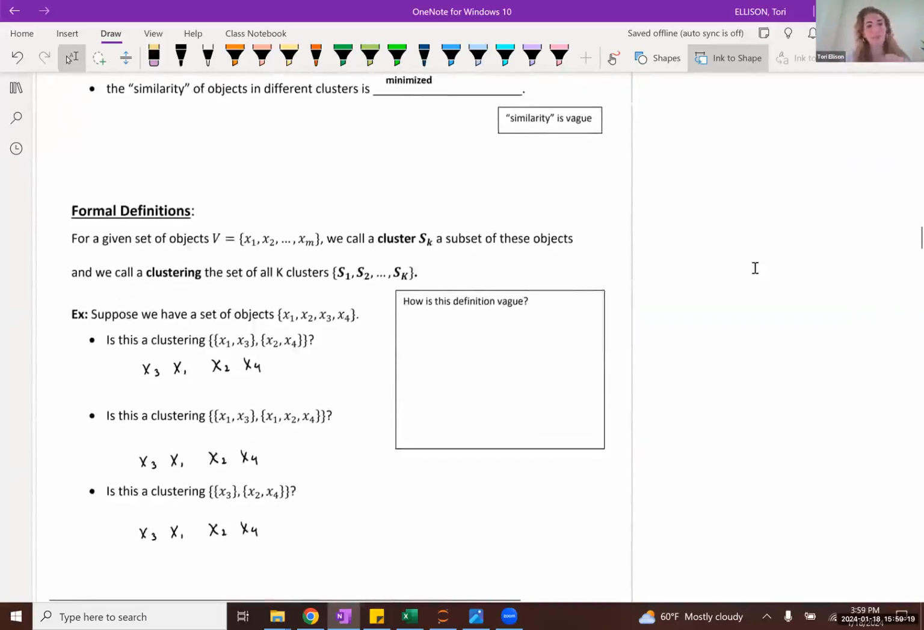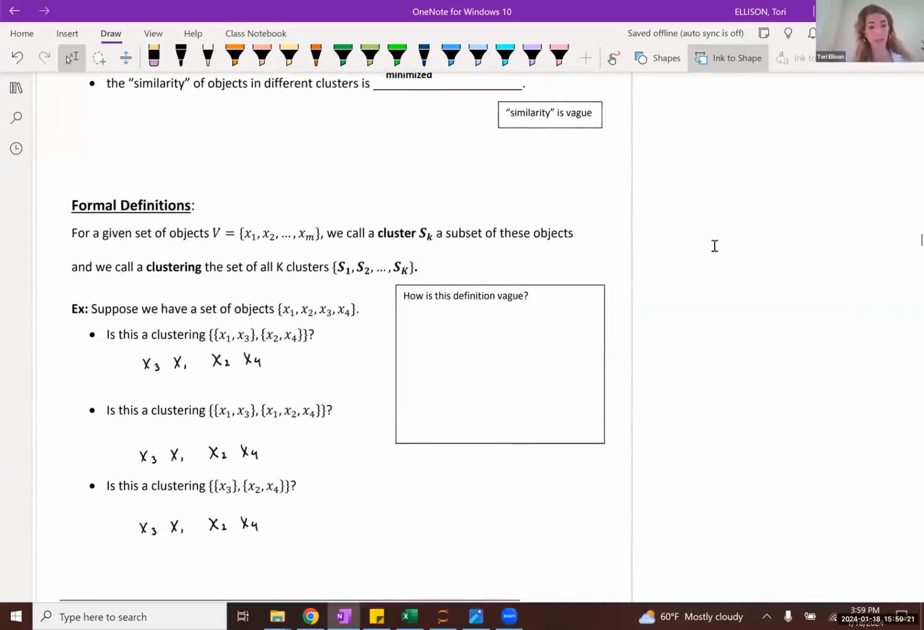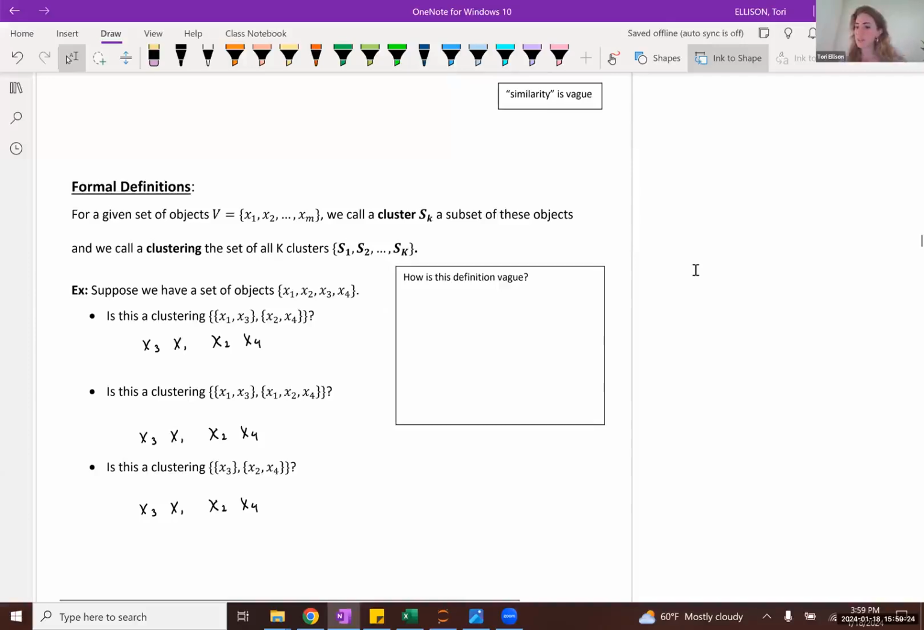Okay, so I want to give a formal definition of what we call a cluster and a clustering. And again, I'm going to be giving you some vague definitions here as well. For a given set of objects, we call a cluster a subset of these objects, basically. And a clustering is simply a set of clusters that we have created. So we want to think about how this definition might be vague. Let's think about this set of subsets that we've created from a total set of objects, x1 to x4.